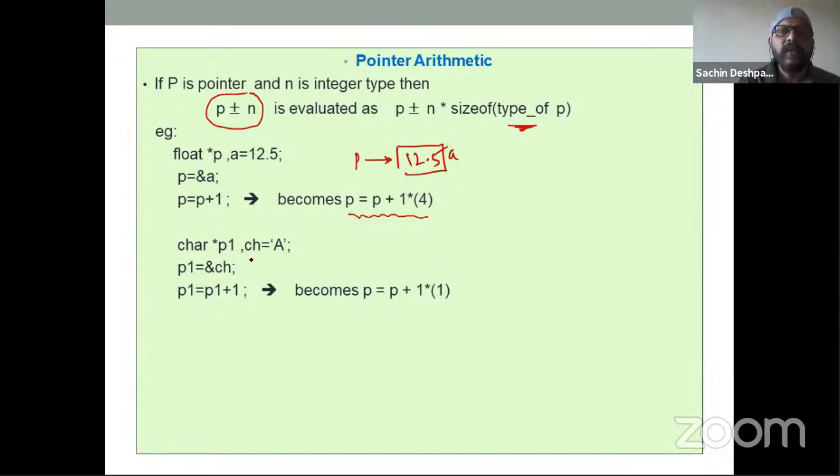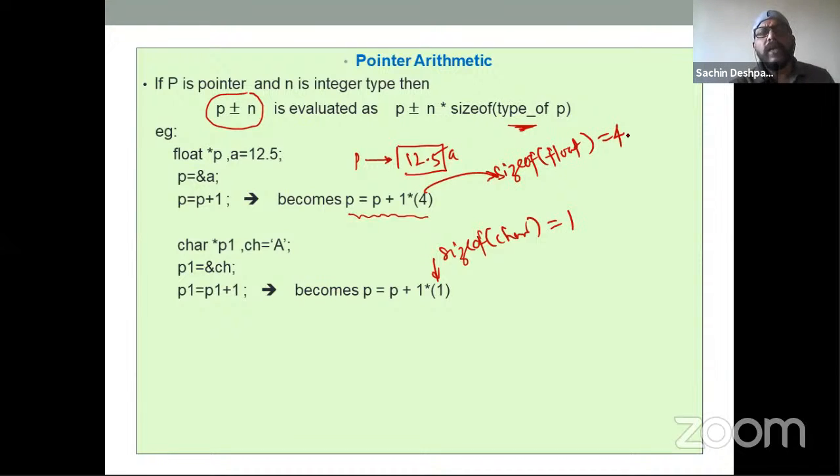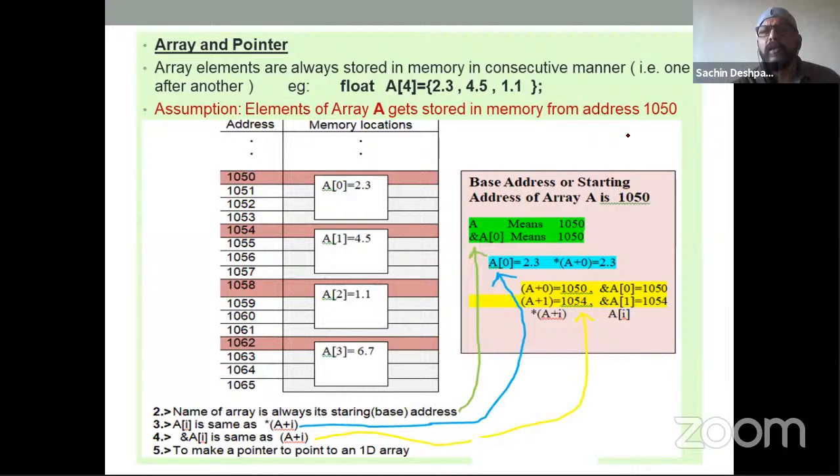And if we deal with a character, it will be 1, because the size of char happens to be 1. And if you look at it, the size of float happens to be 4. We need to understand this because it will be very helpful, especially when we are trying to understand the relationship between array and pointer.